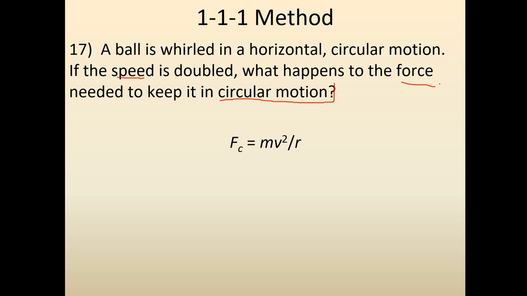They only mention that the speed is doubled, but they don't say anything about the mass or the radius changing. So we're going to plug a 1 in for both the mass and the radius, and a 2 in for the speed since it's doubled. Doing all the calculations, we get that the force becomes 4, or it becomes quadrupled.